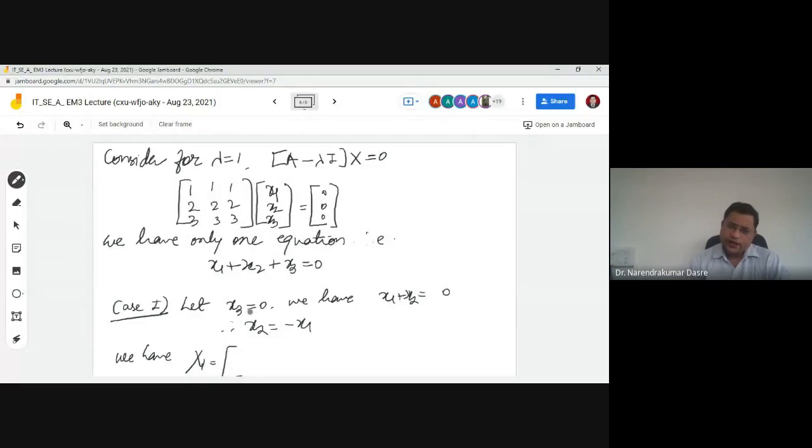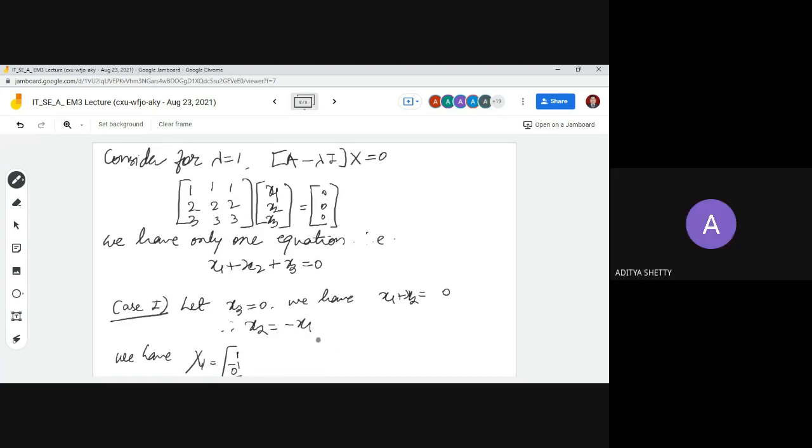So x3 is equal to 0. This is the first vector we are calculating. From here, x2 is minus x1, so if I put x1 as 1, this will be minus 1. Is that okay? Are you getting this vector? Yes, sir.